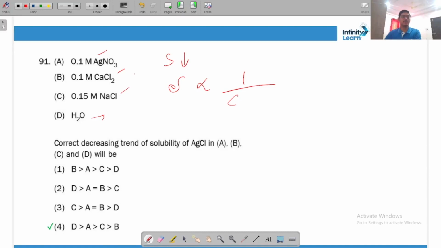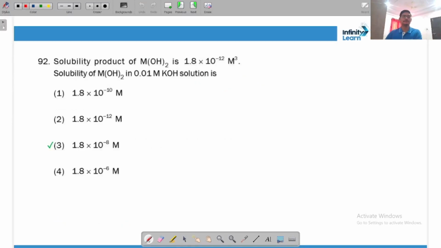And then you see in which we have the least concentration of the common ion. Here we have 0.2 molar of chloride ion, right? 0.2 molar of chloride ion. Here we have 0.15 molar of chloride ion, and here we have 0.1 molar of silver ion. So yes, this is the least. So then A, then C, then B. Okay. So this is a correct answer.